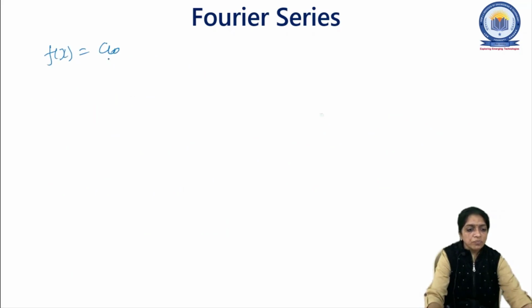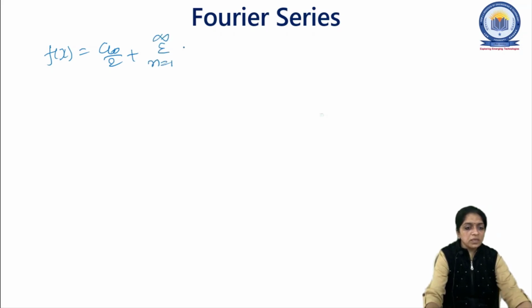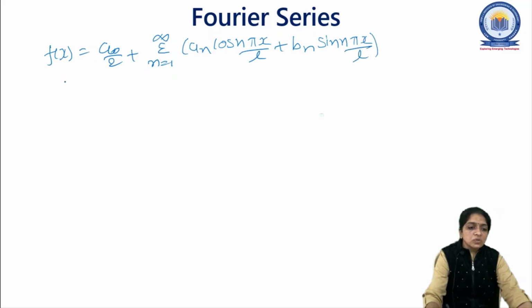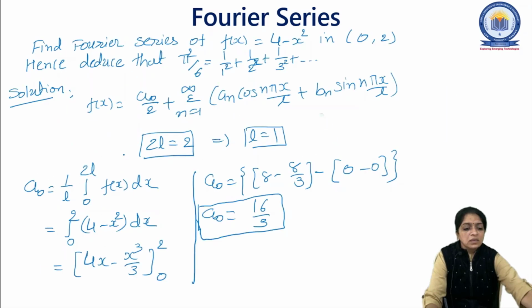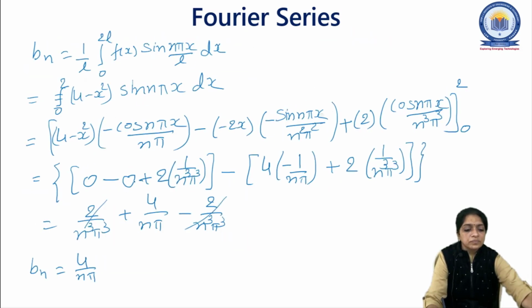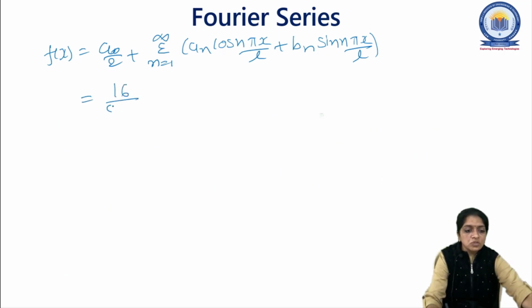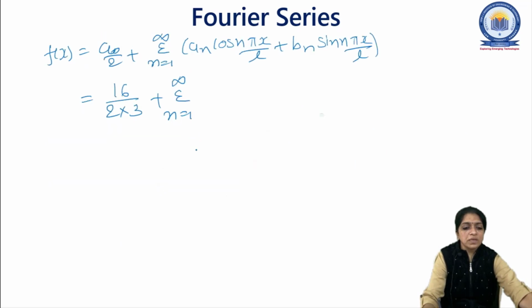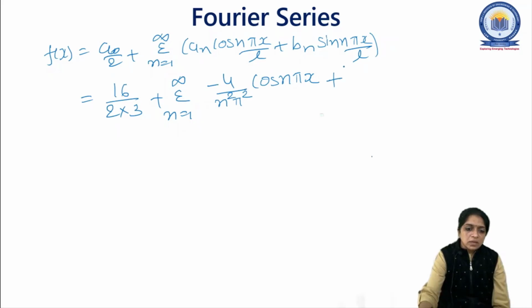So now we'll substitute all the values of a0, an and bn in the general Fourier series, that is f of x is equal to a0 by 2 plus summation n equals 1 to infinity an cos nπx by L plus bn sin nπx by L. So the value of a0 is 16 by 3, so 16 by 3 into 2, summation n equals 1 to infinity, the value of an is minus 4 upon n²π², cos nπx, as the value of L is 1 here, and the value of bn is 4 upon nπ, sin nπx.